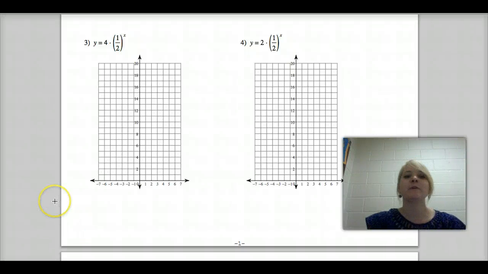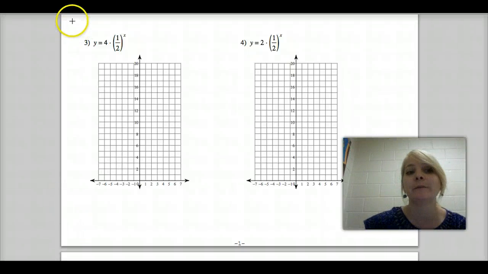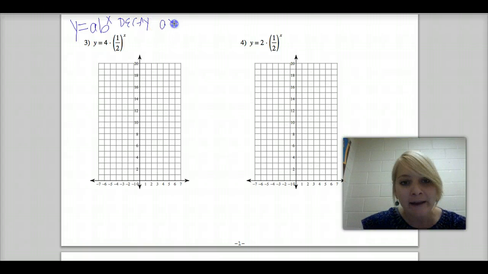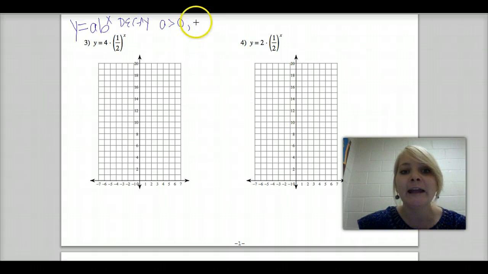All right, good evening. We're going to take a look at exponential functions once again. They're still going to have the form y equals a times b to the power of x. This time, though, we're going to look at decay. And you have a decay exponential function. Our a value is still going to be greater than 0. And our b value is going to be between 0 and 1.